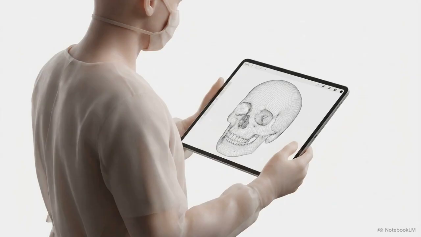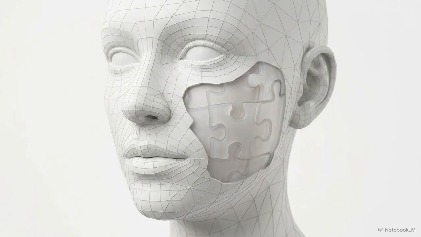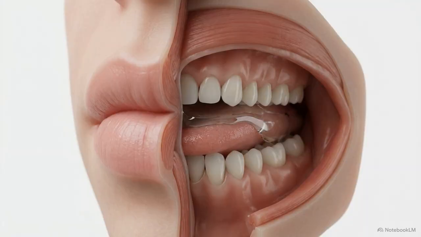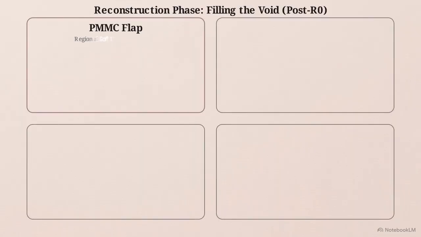Once the cancer is removed, reconstruction follows 3 strict mandates: restoring structural facial contour, ensuring functional swallowing, and maintaining oral competence. Look at the top left quadrant of this matrix. For massive soft tissue defects in the head and neck, the pectoralis major myocutaneous, or PMMC flap, serves as the reliable regional workhorse, utilizing a vascular tether from the chest to the neck.